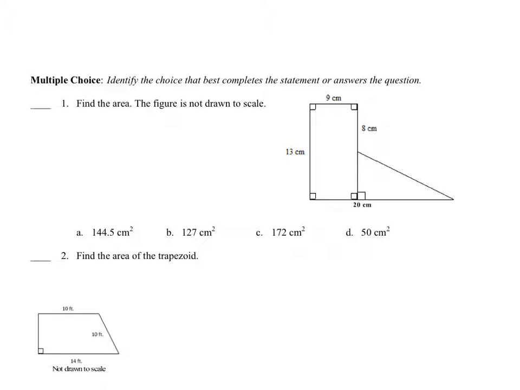Area. So first I'm going to find the area of this rectangle. 9 times 13, base times height. So this is 117. This is a triangle.